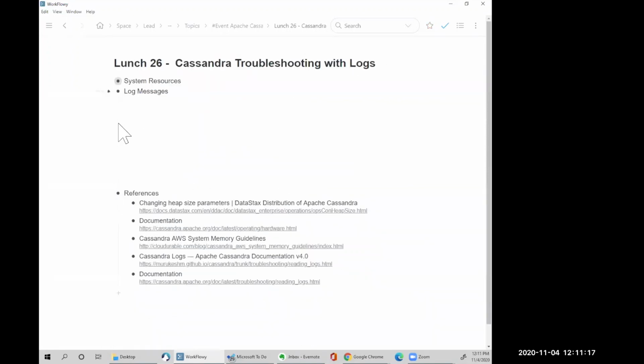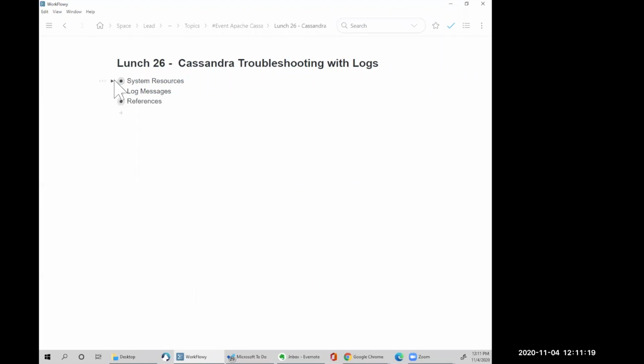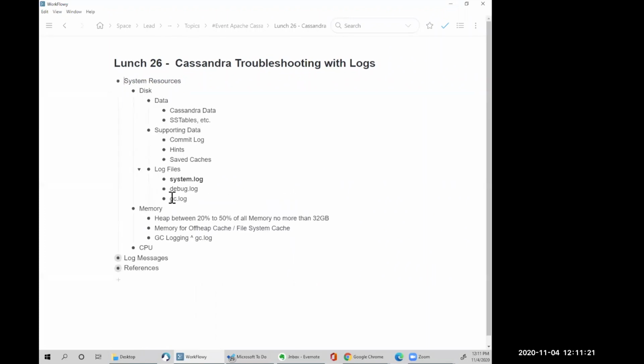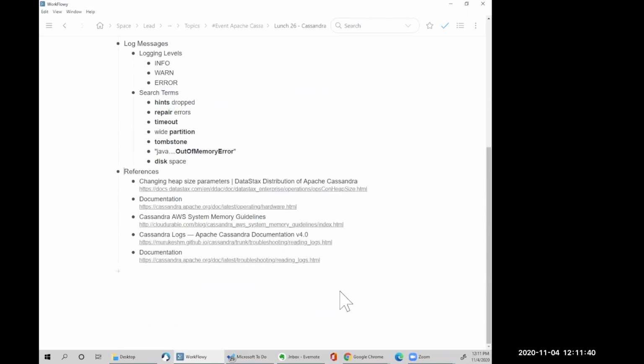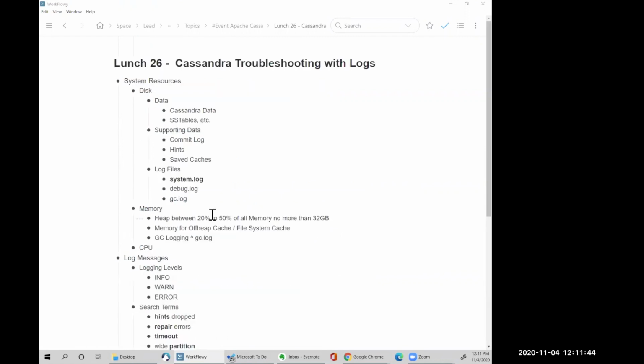But the structure for today is we're going to look at why Cassandra would have problems. We have talked about things like tombstones and wide partitions before. We're going to lightly touch upon it. Then we're going to go deeper into what are the log messages to look for if things are not working well. And then I have some references, which when we post this to the website, you'll be able to go deeper, but we'll take a look at some of the references as well.